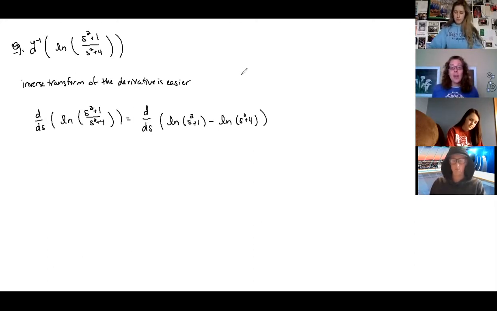And then remember your derivative rules for natural log, please. So go ahead and take the derivative of each of those pieces separately. Go ahead and do that for me, please. Think about how this works with chain rule.